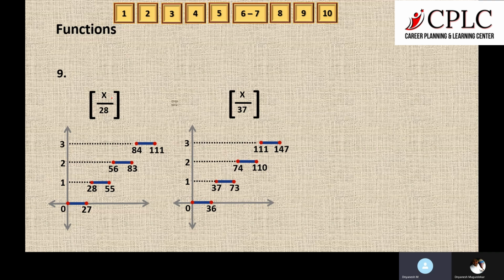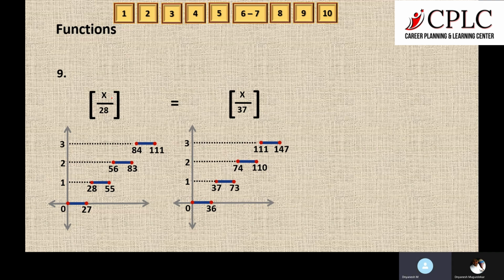And if you remember, they were supposed to find out the common solution between the two. And this is where it becomes very interesting. You'll have to equate both of the values, and find out the common range for x for both of them. So obviously the common range will be when x is 0 to 27 for 0. Then for 1 it will be 37 to 55. For 2 it will be 74 to 83. And for 3 it will be only 111.